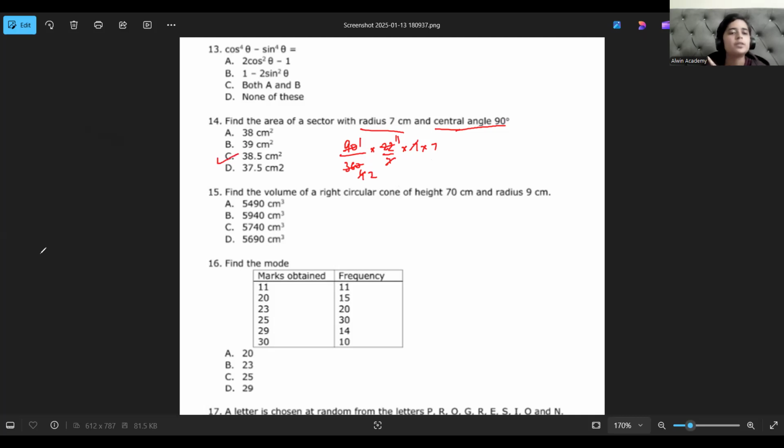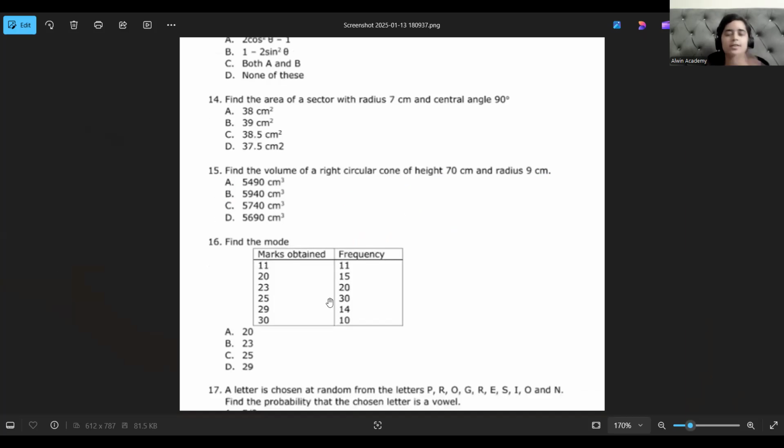Going to the next question, we have to find the volume of a right circular cone of height 70 and radius 9. Now again, volume of a right circular cone is 1 by 3 pi r square h. Now 7 ones are 7, 7 tens are 70, 3 ones are 3, 3 threes are 9, we get 9 threes are 27. 27 into 2 is 54. 54 times 11 is 594, and with 10 it is 5940. Option number B.